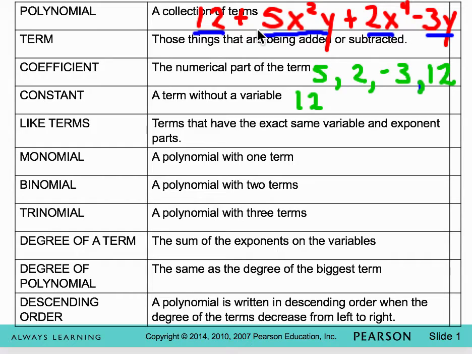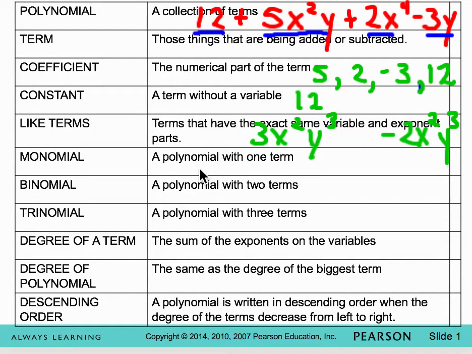Like terms are the terms that have the exact same variable and exponents. None of these are alike, right? This one doesn't have any variables and exponents. This has an x squared and a y. This has an x to the fourth. That just has a y. So none of those terms are alike. Like terms would be something like 3x squared y cubed and -2x squared y cubed. The only thing that can differ in like terms are the coefficients, the numerals.